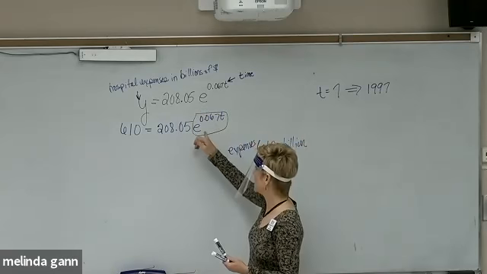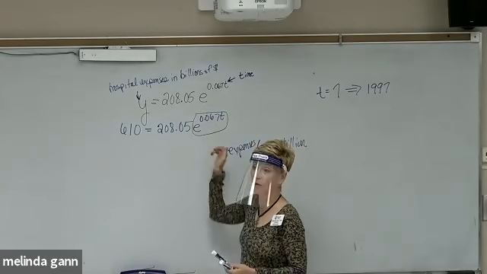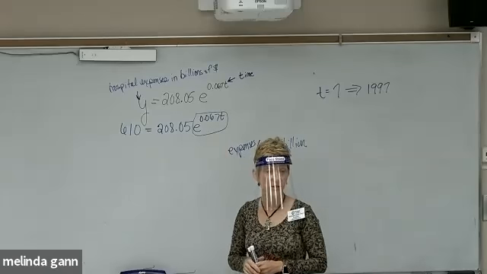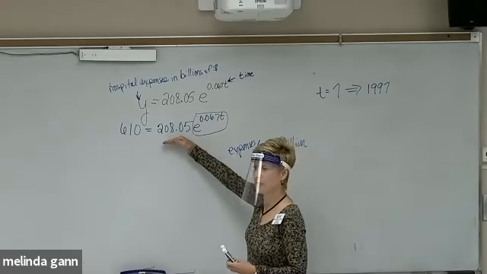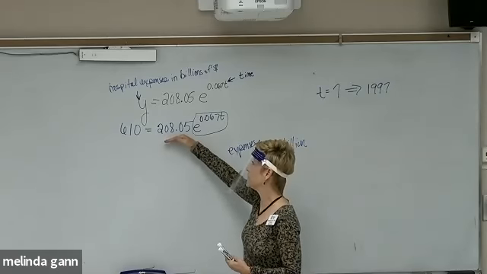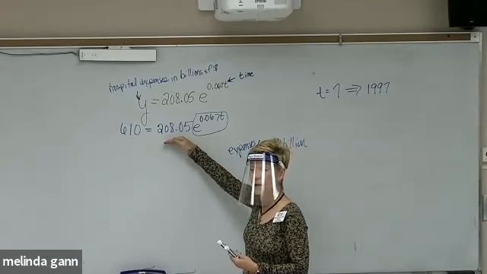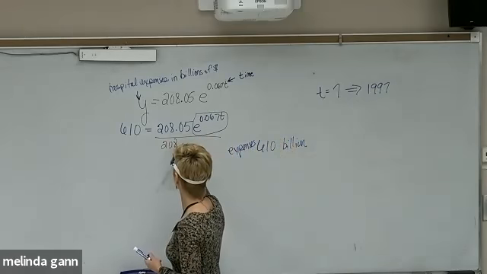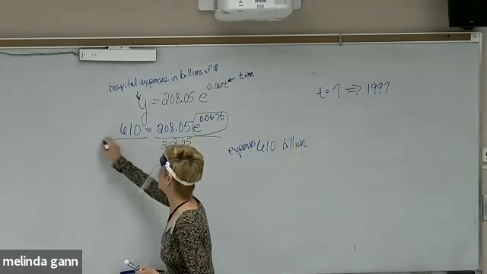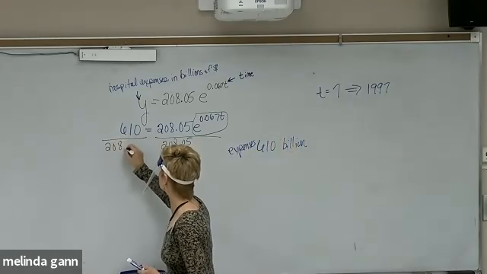Because once I get that thing by itself, can I take the natural log of both sides? So what have I got to get rid of first? This number in front. All right, how do I get rid of this number in front? So if I divide this side by that number, I've got to divide that side by that number.